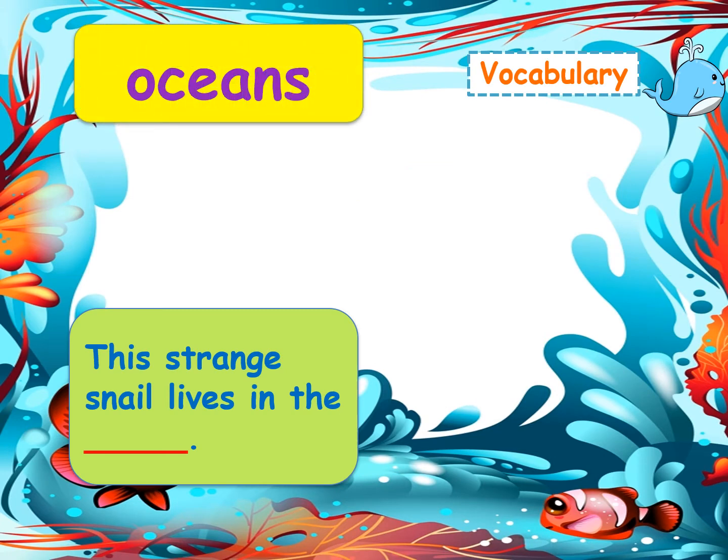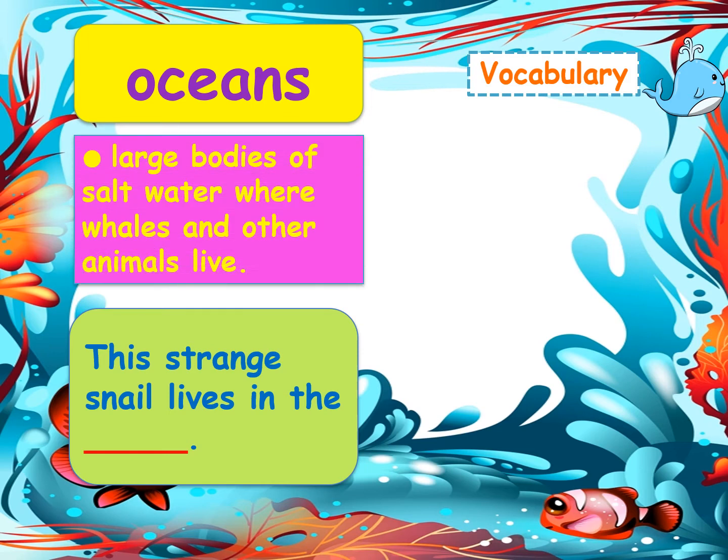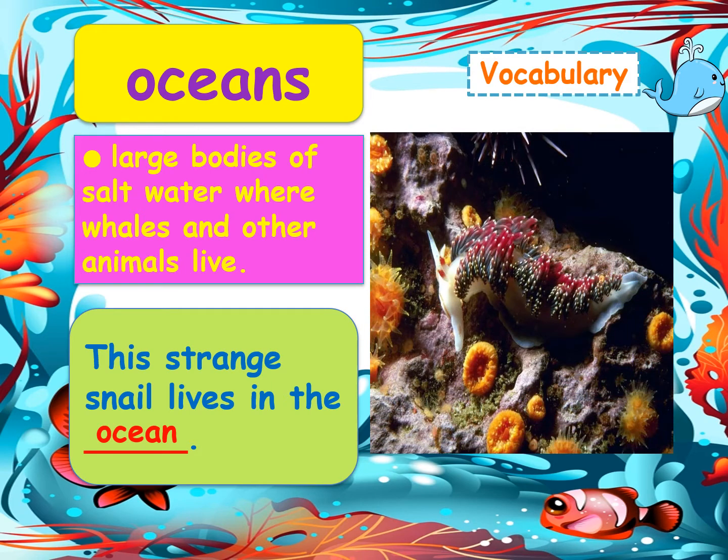Oceans. Large bodies of salt water where whales and other animals live. Of course, I know that you know the meaning of this word oceans. For example, this strange snail lives in the ocean. Now look at that strange snail. It looks wonderful, right? It has different colors. At first, you will not realize that it's a snail.